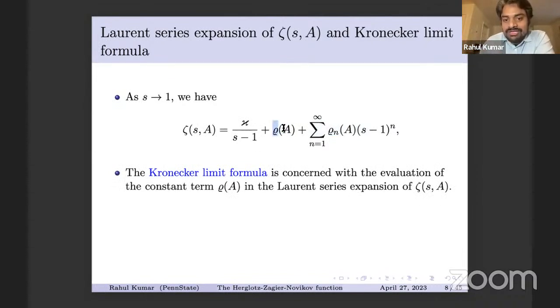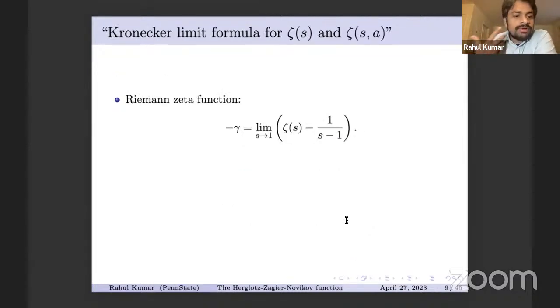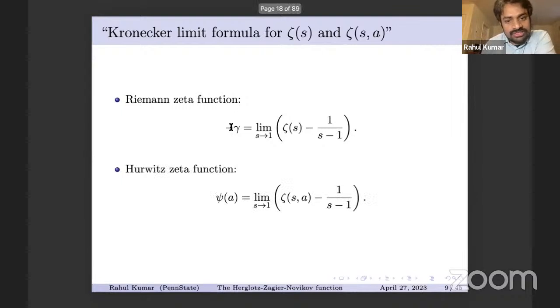So we are interested in evaluating this rho of A. It was kind of easy for the Riemann zeta function and the Hurwitz zeta function, but it's not easy for the Dedekind zeta function, and that's why it has a special name, and it will be clear why we are calling it the Kronecker limit formula from the next slide. So actually we are interested in this limit, right? The limit as s tends to 1 of zeta(s, A) minus kappa upon s minus 1. Okay, so what is the Kronecker limit formula for the Riemann zeta function? We know from our discussion that it is minus gamma only. And what is it for the Hurwitz zeta function? It is psi of A only, right? So now we are interested in the Kronecker limit formula for the Dedekind zeta function.